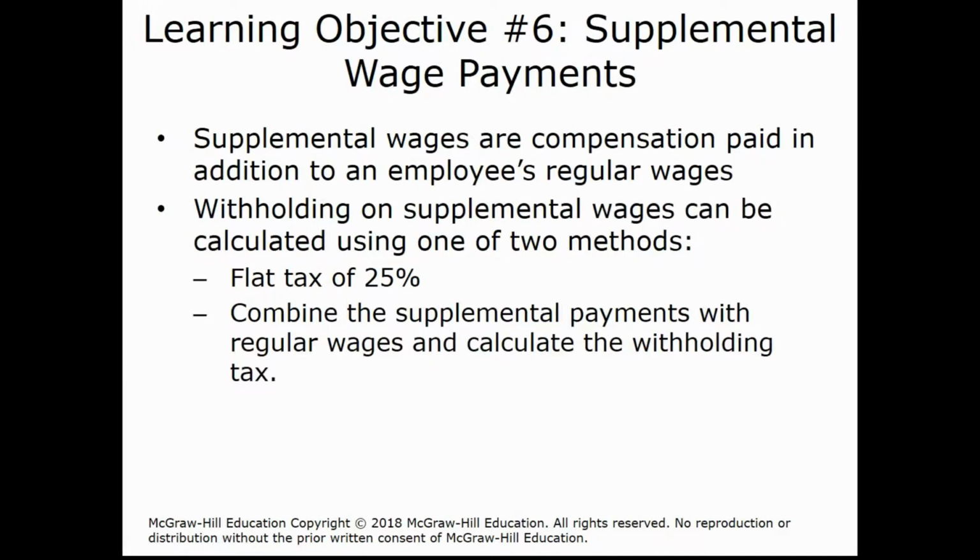When an employee receives supplemental wages, which is compensation paid over and above the employee's regular wages, there's a flat tax applied against this at 25%. And actually it's calculated on one of two methods. The flat tax at 25%, and there's a problem we can go through in the subsequent video, which runs through some of the end of chapter 10 problems. Or they can combine the supplemental payments with regular wages and then calculate the withholding. So either of these two methods is acceptable for these supplemental wage payments.